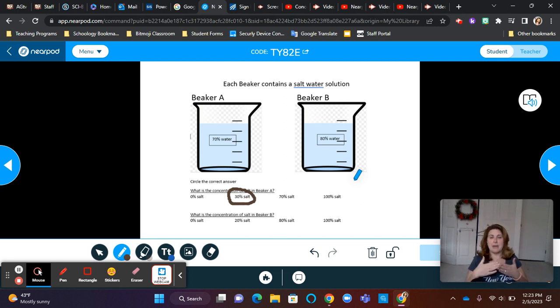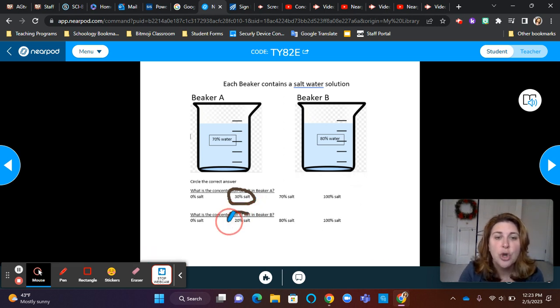Beaker B, same idea. It needs to add to 100. So if I'm telling you there's 80% water in beaker B, how much salt is there? It has to be 20% salt.